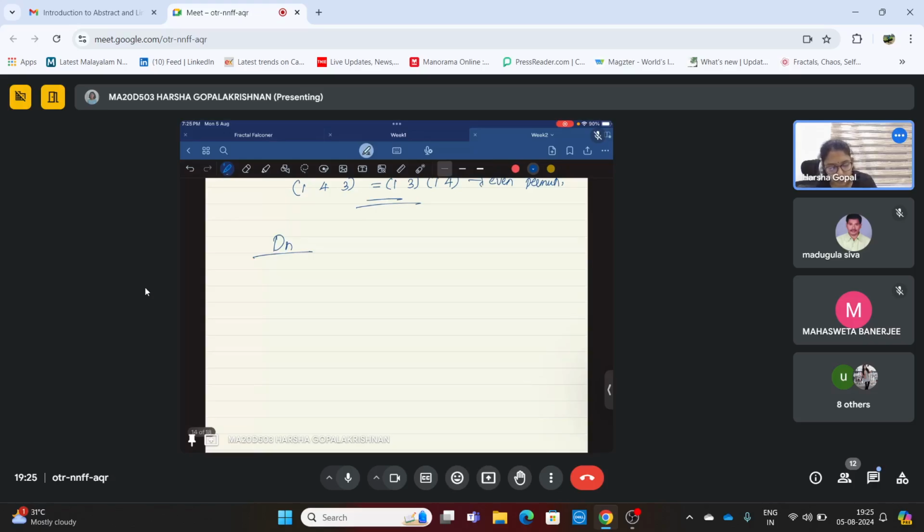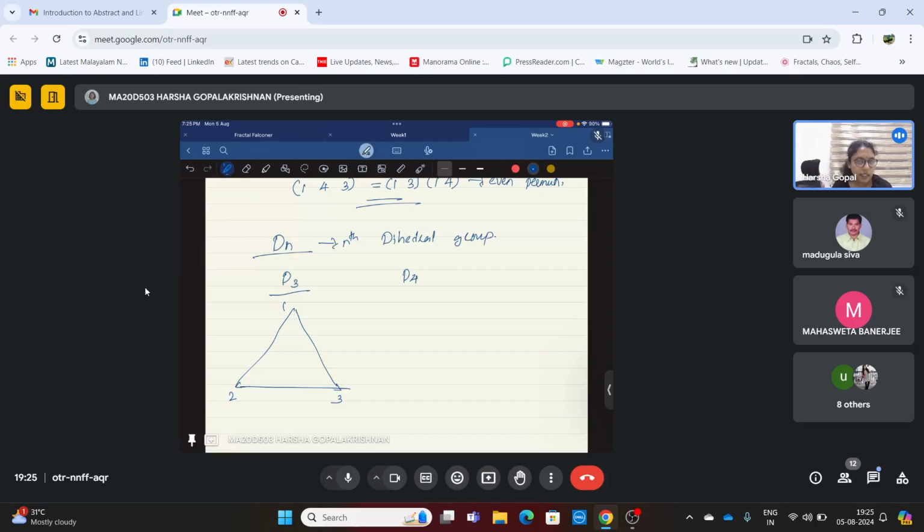DN is the nth dihedral group. We can see it in a geometric way. For example, I will give D3 and D4. D3 means we have 3 elements, so we will consider a triangle. Suppose this is 1, this is 2, this is 3.